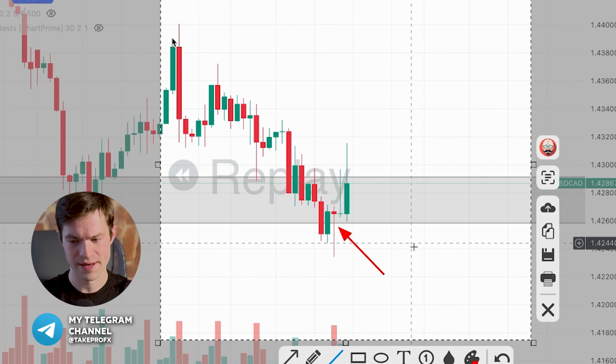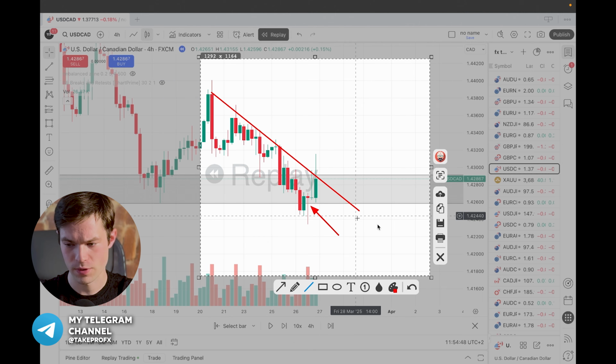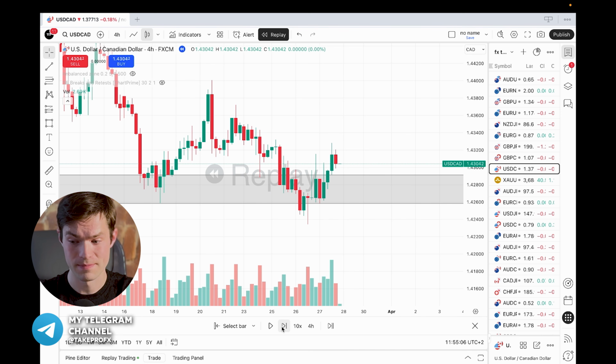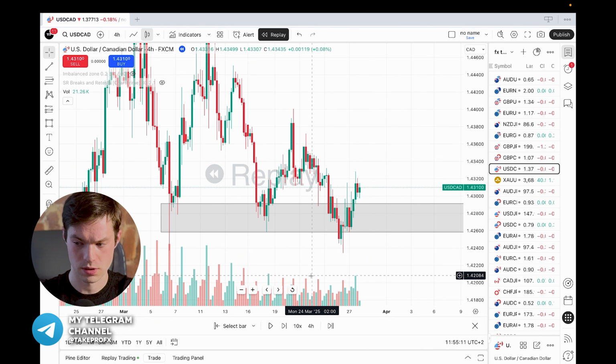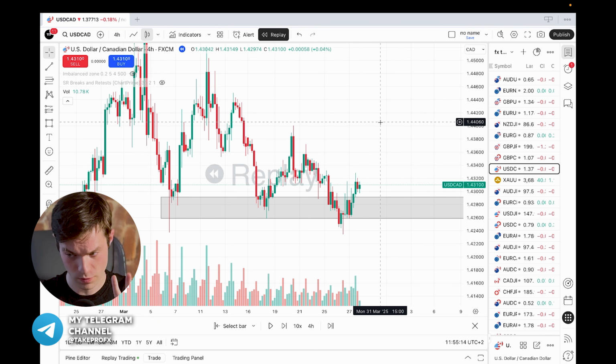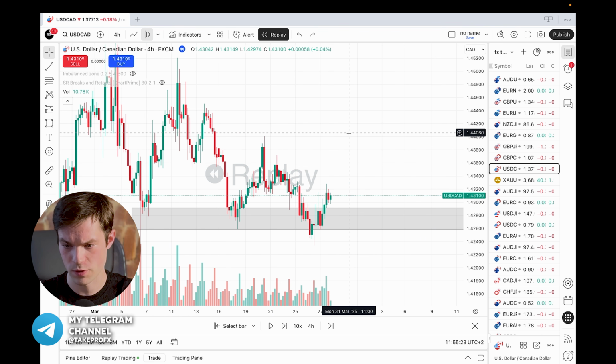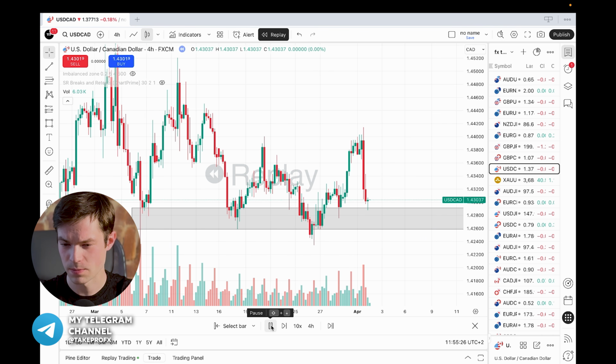Moreover, we have a trend line here, which we will most likely break through now, and this will only mean the beginning of the new upward movement. Remember this moment, because only two things distinguish a breakout from a reversal. Now let's see how the chart will behave further.